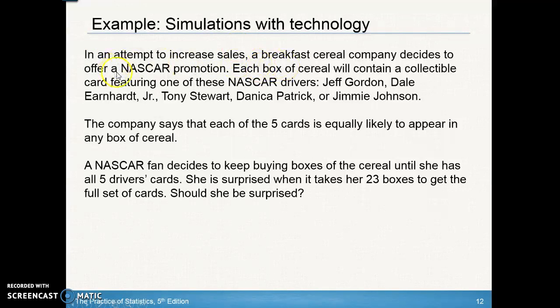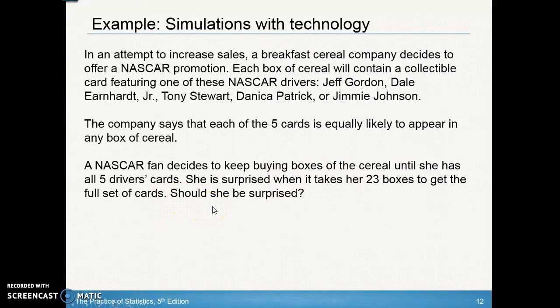A breakfast cereal company decides to offer a NASCAR promotion. Each box of cereal will contain a collectible card featuring one of these NASCAR drivers: Jeff Gordon, Dale Earnhardt Jr., Tony Stewart, Danica Patrick, or Jimmy Johnson. The company says that each of the 5 cards is equally likely to appear in any box of cereal. So a NASCAR fan decides to keep buying boxes until she has all 5 drivers' cards. She's surprised that it takes her 23 boxes to get the full set of cards.